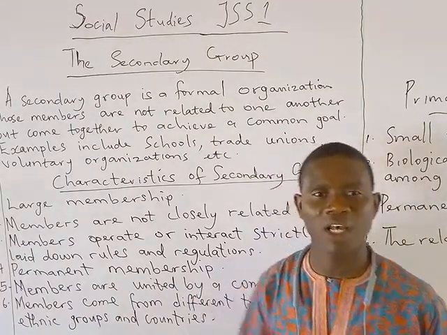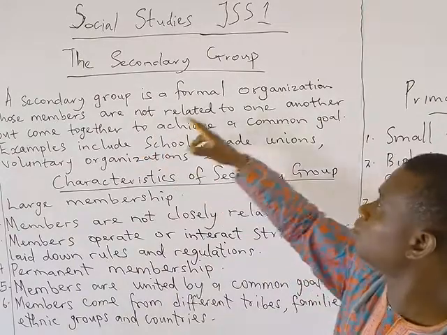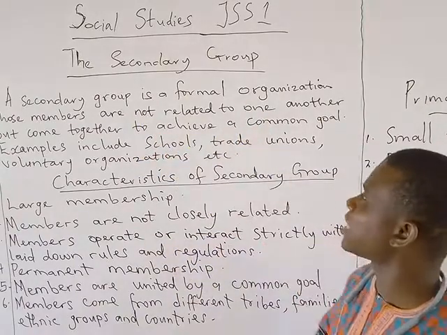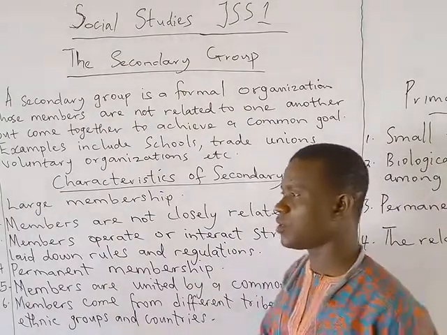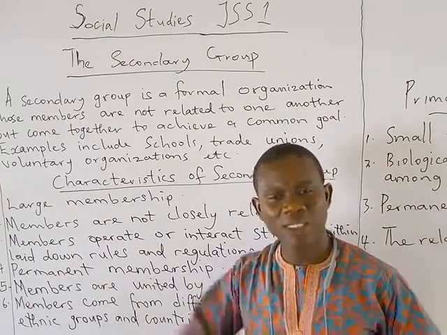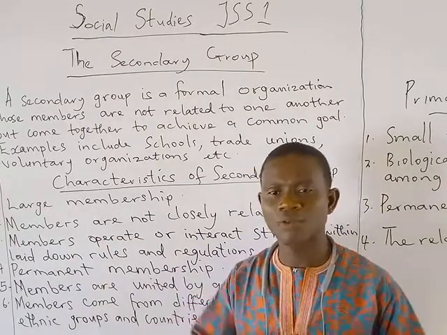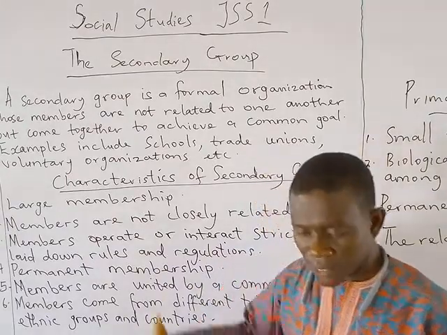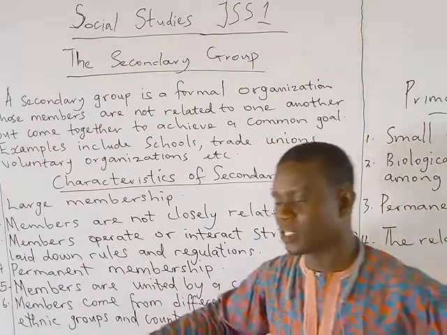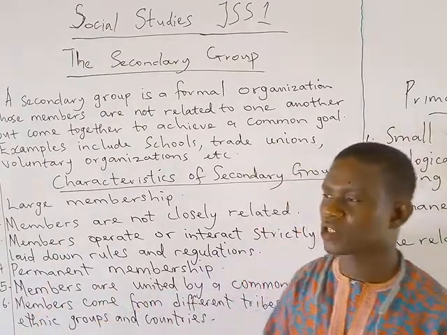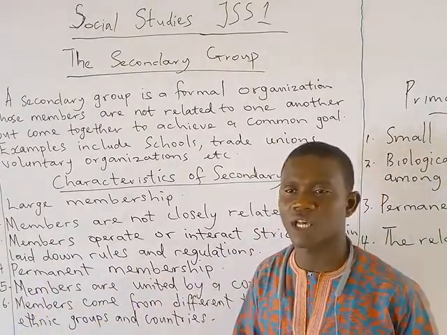So a secondary group is a formal organization whose members are not related to one another, but come together to achieve a common goal. Now, what are the characteristics of secondary group, from what you were taught about primary group? Let us look at the characteristics of secondary group.